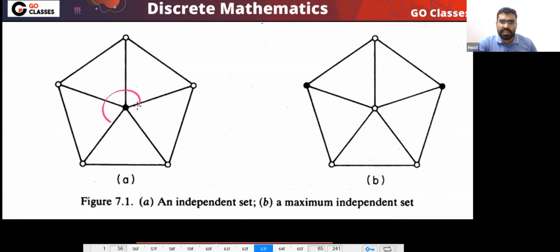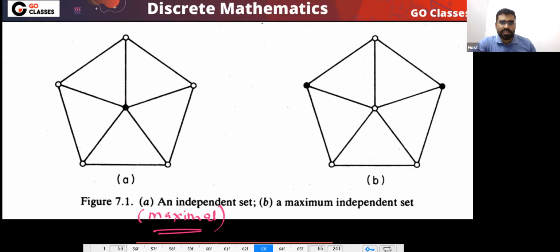Yes or no? This vertex in this graph, can I say this is maximal? If I take this vertex, yes, this is maximal. You cannot add anything more. This is the maximal independent set. So I can say this is an independent set and this is actually maximal. And if I take these two vertices, this will be the maximum.